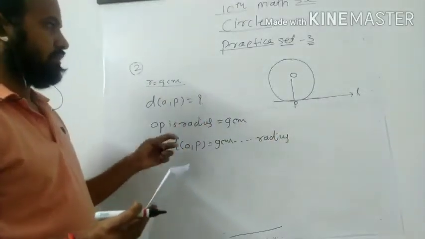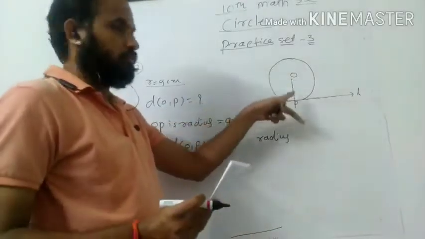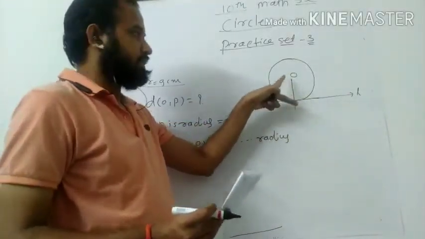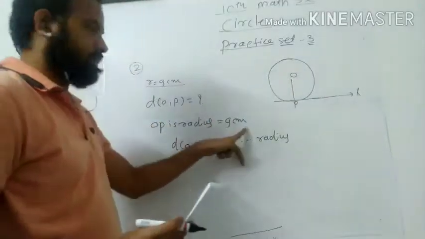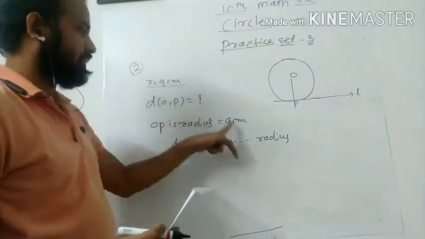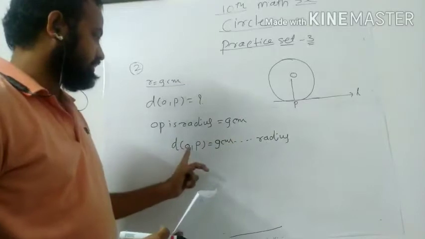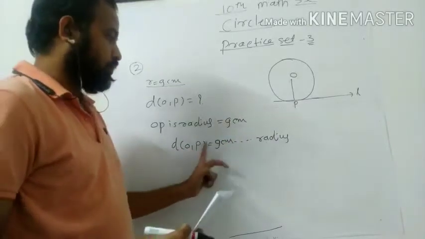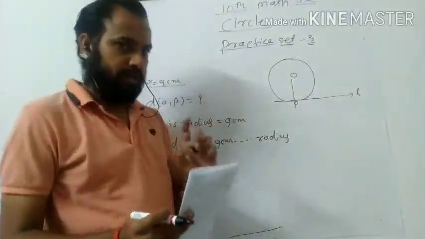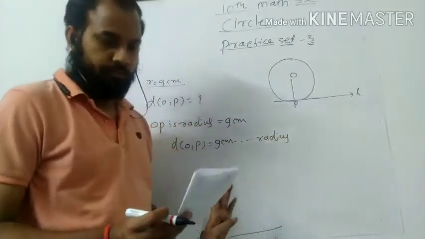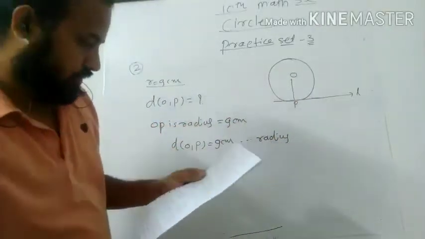They are interested to know the distance of point P from O. As OP is nothing but the radius, and the radius is given as 9 centimeter, I can say the distance of P from point O is 9 centimeter. And why? The reason is that this is the radius. Now we will move towards our next question.